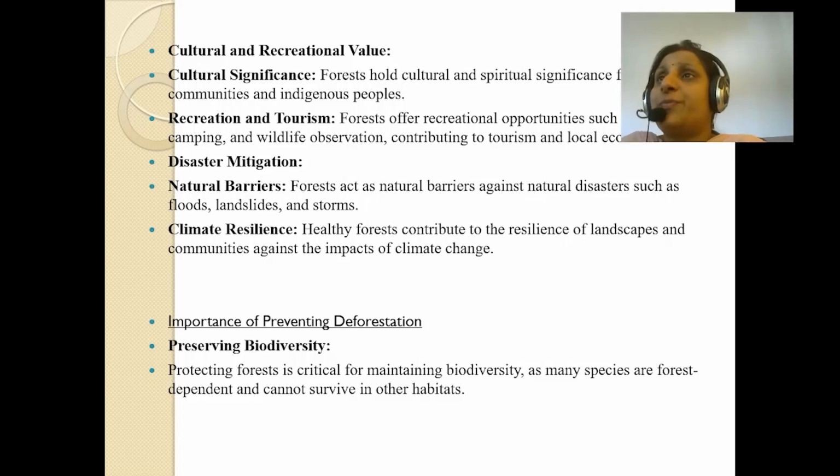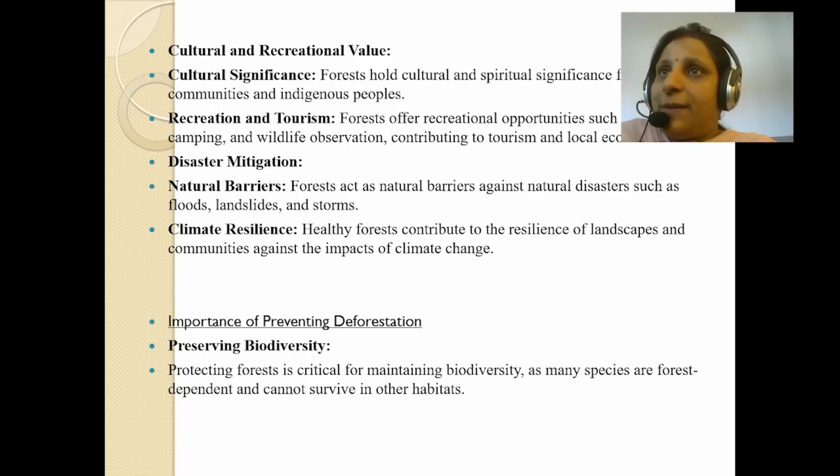Healthy forests contribute to the resilience of landscapes and communities against the impact of climate change, as I have told you. If the forests are healthy, they are good. They contribute to minimizing the risk to the landscape and communities so that the impact of climate change can be reduced.